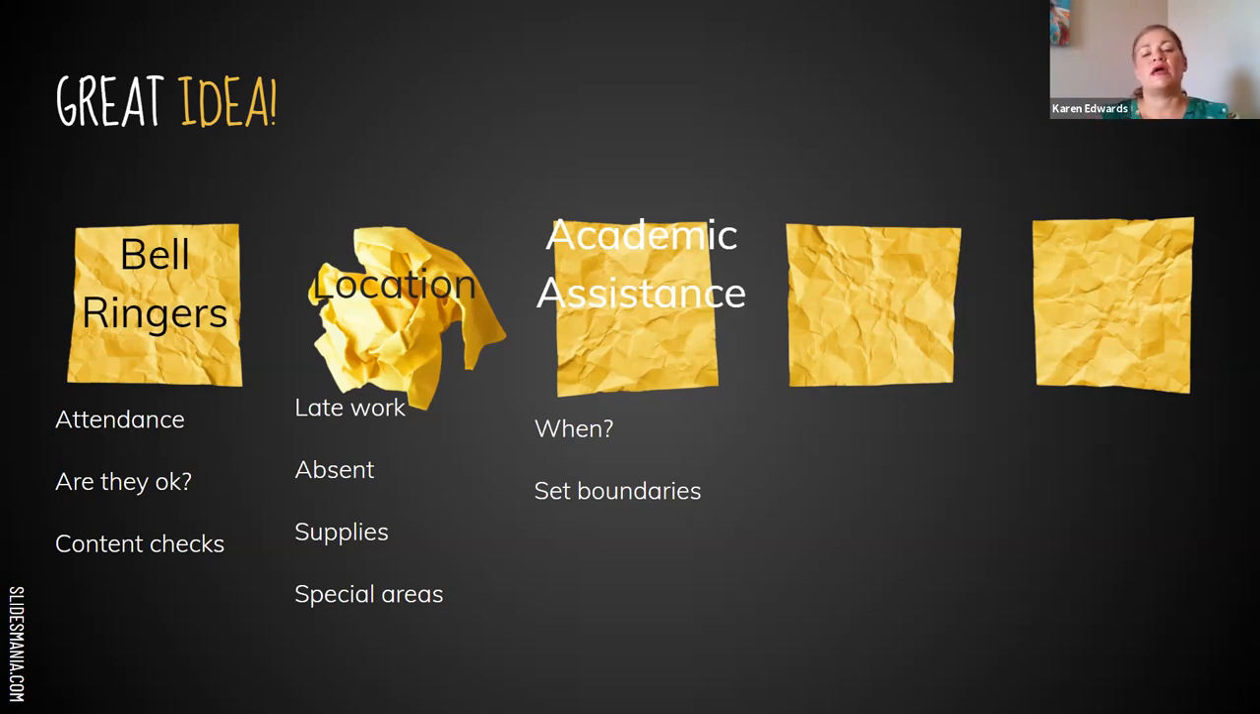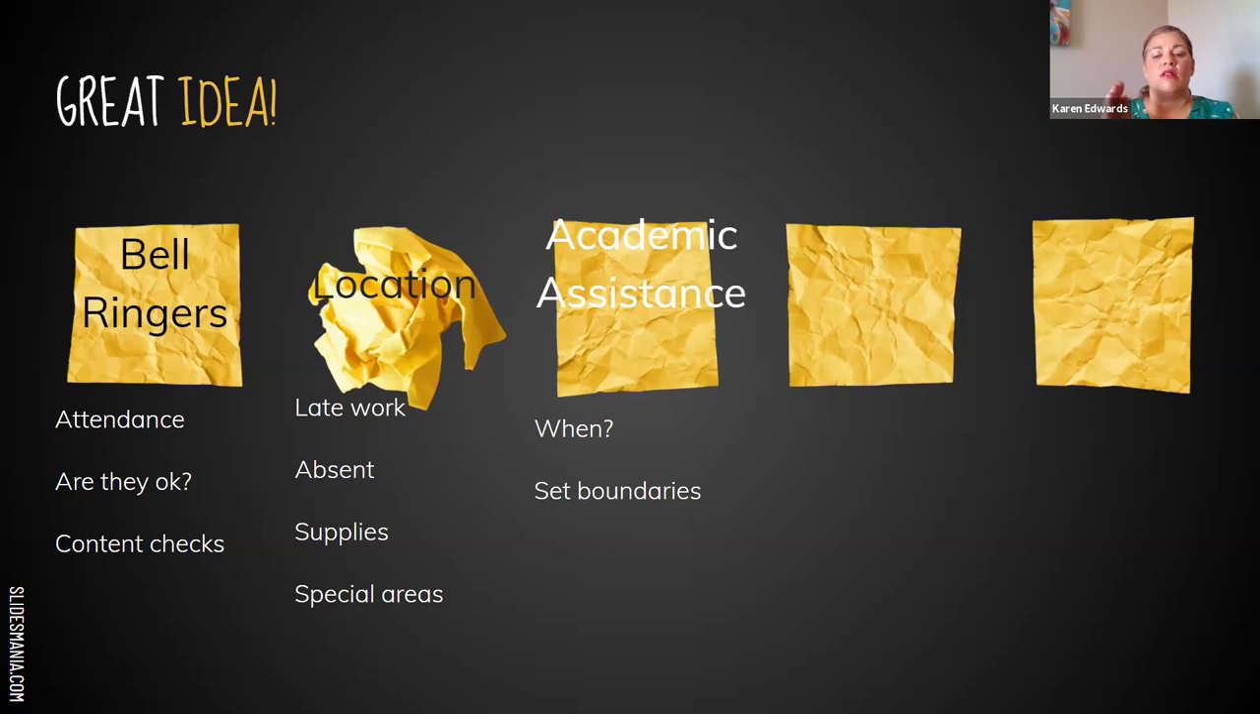The other thing is having a routine for academic assistance. Now, we would all love our kiddos to not need assistance. We would love for them to all be high flyers, get the material, and as soon as they need it, it's absorbed into their brain and they're good. But we all know that's not reality.